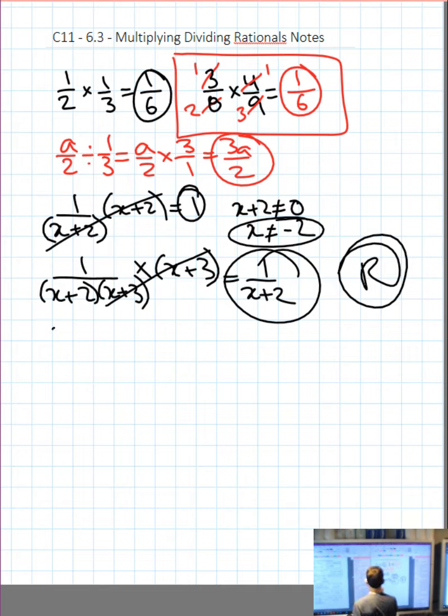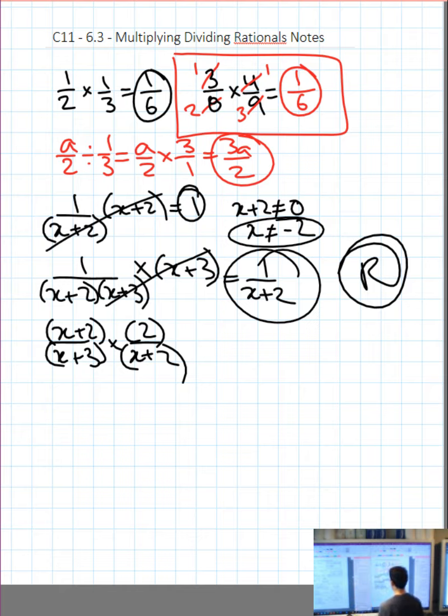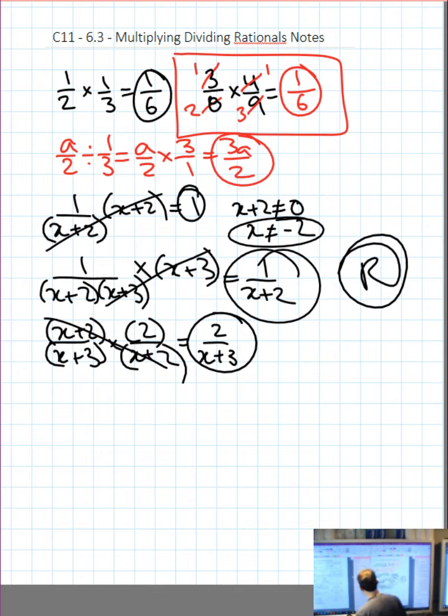So what if I have x plus 2 over x plus 3 times 2 over x plus 2? Well, I'm going to put brackets around everything and realize I don't have any plus or minus signs in between the brackets, so I can divide the top and bottom by x plus 2. I can cross off the x plus 2 from top to bottom. I can say 2 over what I'm left with. Circle your answer. State your restrictions. So instead of actually multiplying, think what you can cancel. Then write what's left. We're going to use that a bunch.